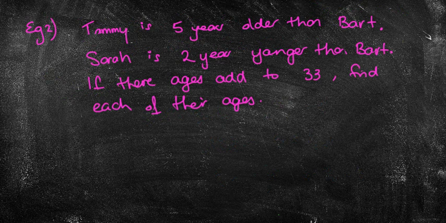What about this one? You might want to pause this one and have a go. It's a bit more challenging, but it's a really common question. Tammy is 5 years older than Bart. Sarah is 2 years younger than Bart. Their ages add together to 33. Find each of their ages. You can see that in both of these statements, Bart is our common trend.